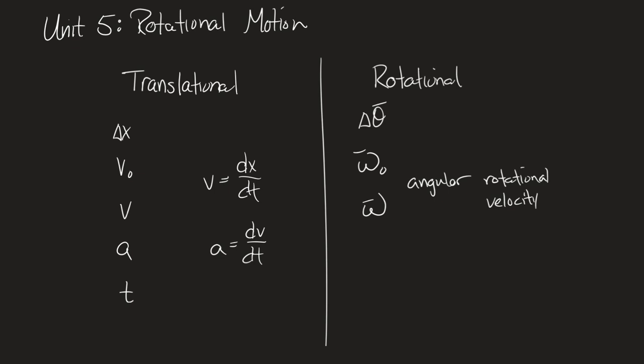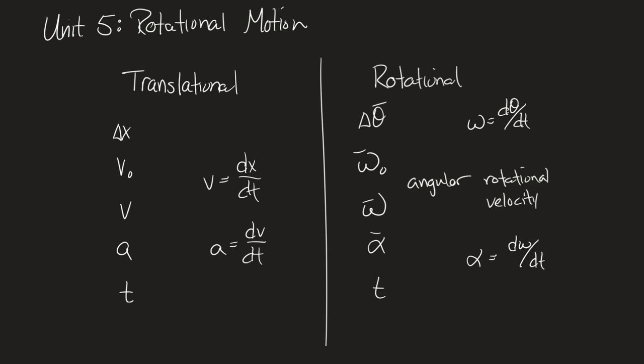Now, this one's new for you, but we're going to use a lowercase alpha for angular acceleration. If an angular velocity can change, then there's an angular acceleration. And of course, time is just time. Now, it shouldn't surprise you, but omega is the rate of change of theta, and alpha is the rate of change of velocity. That shouldn't surprise you. That's still going to be true. Everything's the same, just with the word angular or rotational in front of it.